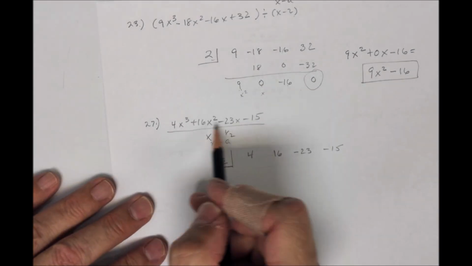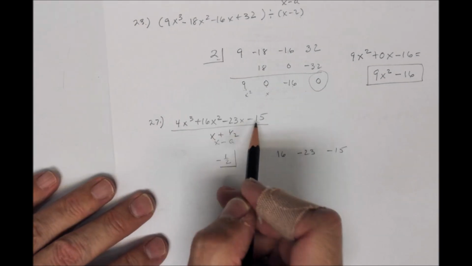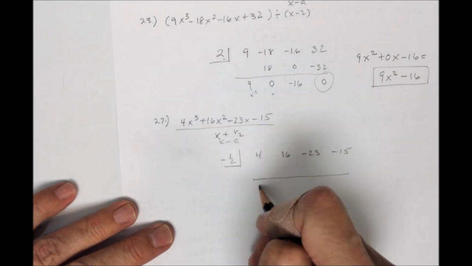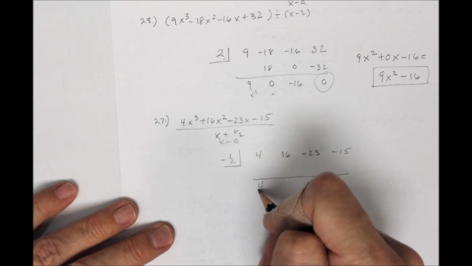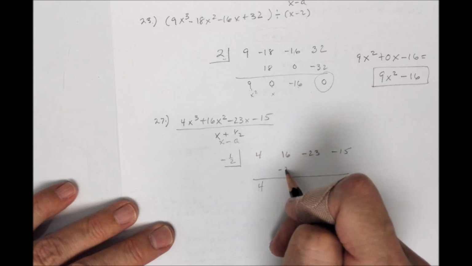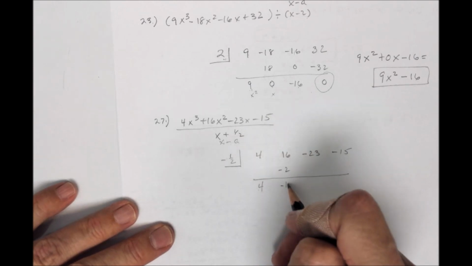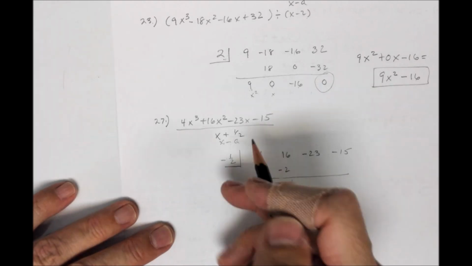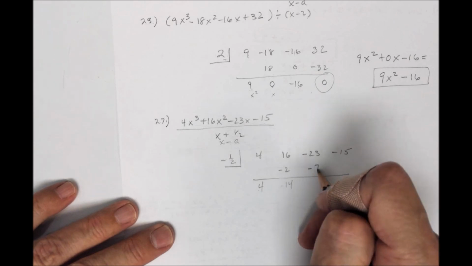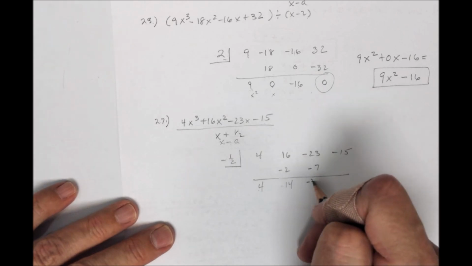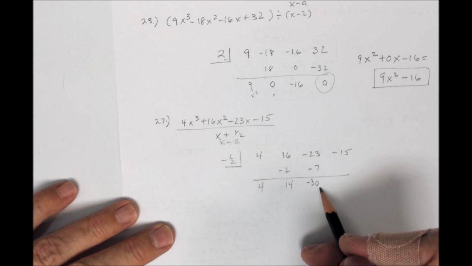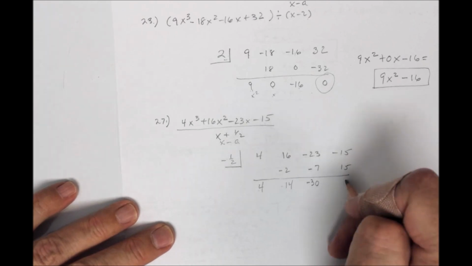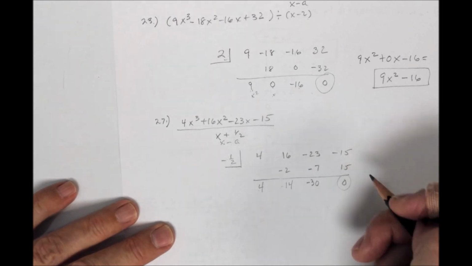So far, most of these problems are already in descending order, and there's no missing terms. So leave a space, bring the first number down, and then you multiply. Negative 1/2 times 4 is negative 2. Then you add. That's positive 14. Then you multiply. That's going to be negative 7. Then you add. That's going to be a negative 30. Then you multiply. Negative 1/2 times negative 30 is a positive 15. Then you add, and that's a 0, and that's my remainder.